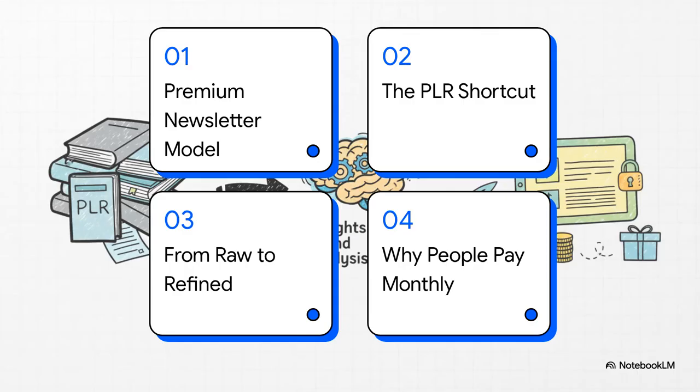All right, here's our game plan. First, we'll talk about the premium newsletter model. Then we'll pull back the curtain on the content shortcut, which is PLR. After that, we'll walk through exactly how to turn that raw material into a polished, refined product. And finally, we'll tackle the biggest question of all: why will people actually pay for this stuff?